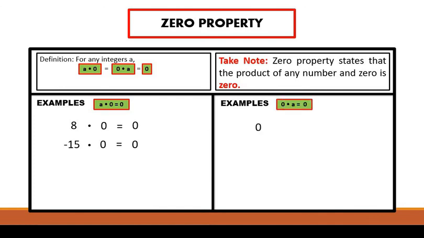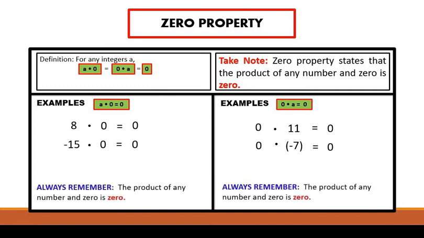Okay, that's a 0 times 11, the answer is 0. 0 times negative 7, the answer is also 0. So that is zero property.